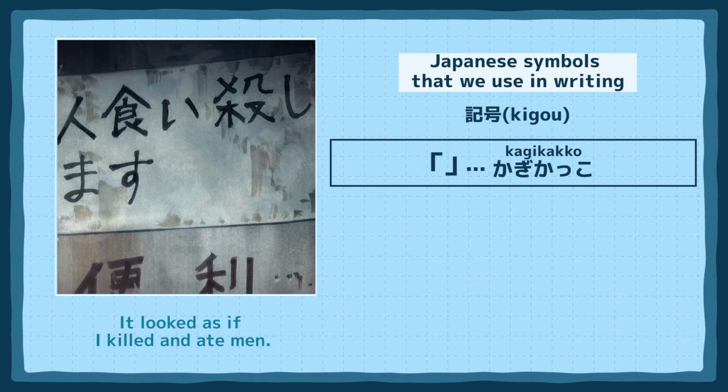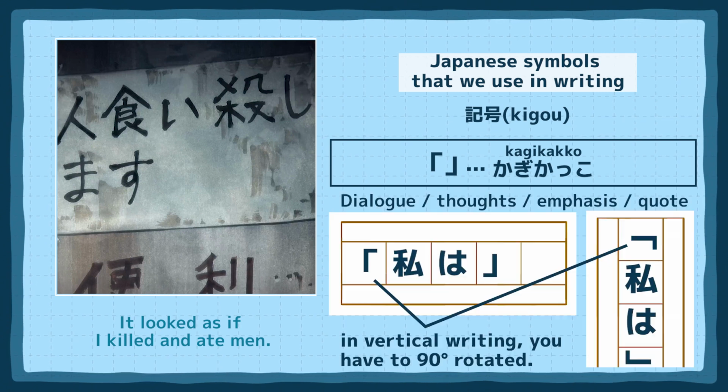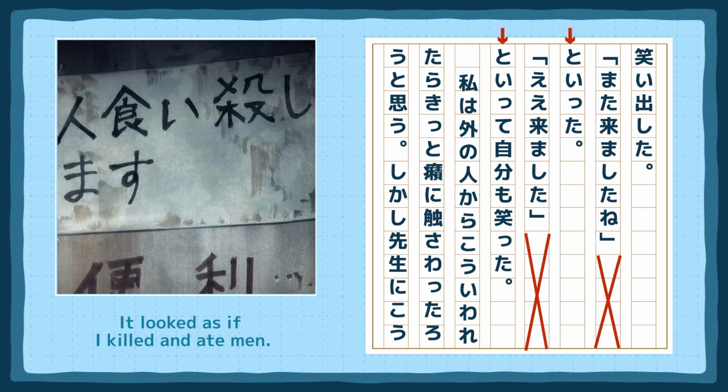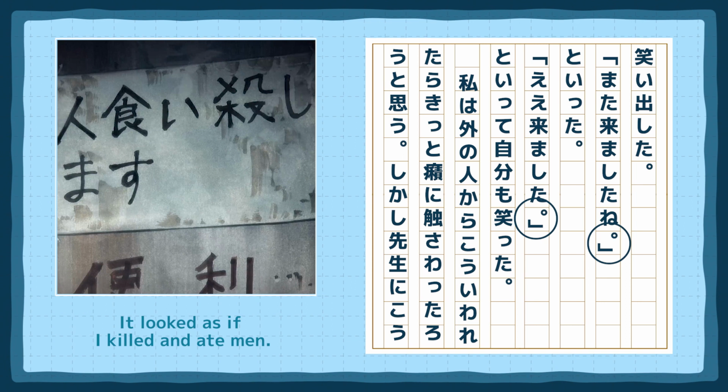Next, 鍵括弧. We use this for first-person view dialogue or thoughts, or to emphasize words or quotations. For dialogue, in formal writing, you have to start with a new line, and after finishing the dialogue, start another new line. By the way, when you finish dialogue, I was taught in elementary school that I have to use 句読点 before the closing, but in some novels, I saw 句読点 is not used. Except for dialogue, like thoughts or emphasis or quotation, no need to change the line or put 句読点.